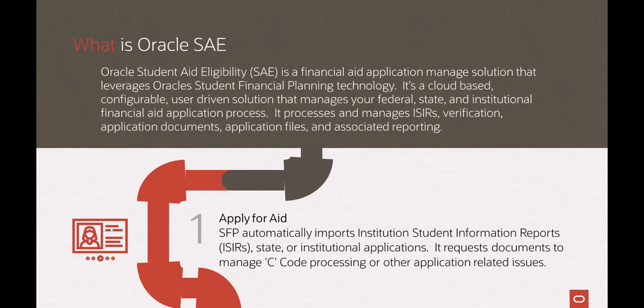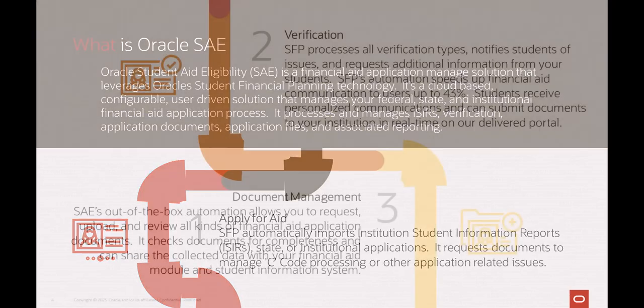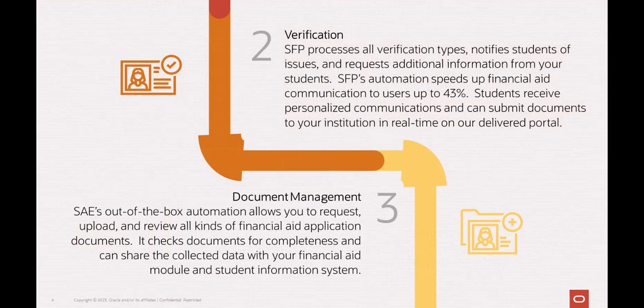SFP's import of the ISIR is automated and will include the review of C codes and request documents from the student. The second step in SFP's Student Aid Eligibility is where SFP processes all verification types, notifies students of issues, and requests additional information. SFP's automation speeds up the FA communication to users by almost 43%. SFP's portal allows the student to submit documents and process them in real time.